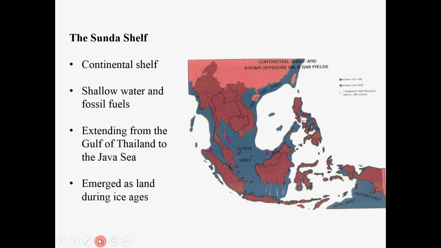The Sunda Shelf is a vast area in Southeast Asia. On this map, it is the grayish region. This is a region that we call the continental shelf. This is the part of the ocean bottom near the seashore that is very shallow with a gentle slope. When you go beyond the continental shelf, the slope suddenly becomes very steep. On the continental shelf, you have shallow water. Also, you have a great potential to have fossil fuels and many other minerals. The entire Sunda Shelf extends from the Gulf of Thailand to the Java Sea. During the ice ages, the entire Sunda Shelf emerged above water and allowed the migration of animals across the region.